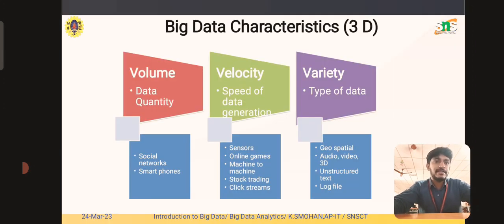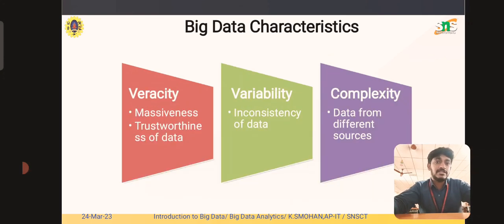There are big data characteristics available: volume, velocity, variety, and different kinds of V's. The first ones are volume, velocity, and variety. These are the main characteristics of big data. We are discussing the five V's: volume, velocity, variety, then veracity and variability, and complexity. So these are the big data characteristics we are going to cover.